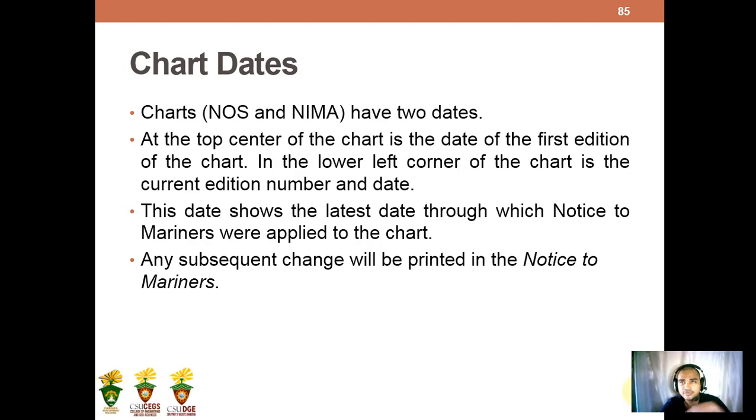This date shows the latest date through which notices to mariners were applied to the chart. So for nautical charts, if there is a revision or update, there must be a notice to mariners portion. The mariners, the ones using the nautical charts, must be informed so that they know about the updates, so that they are more updated on the changes or updates of the charts. And any subsequent change will be printed in the notice to mariners.